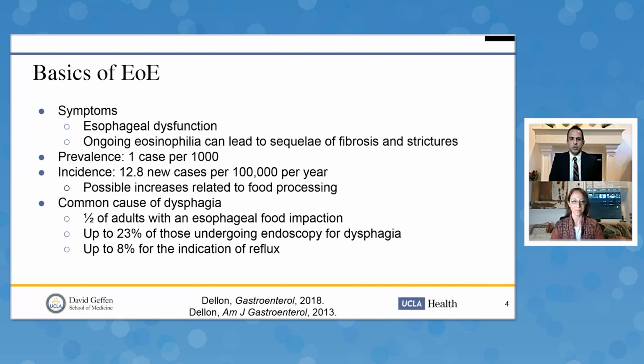This is seen in about one case per every 1,000 patients, and the incidence is almost 13 cases per 100,000 people per year. And there might be possible increases related to food processing. This is an increasingly common cause of dysphagia. It is responsible for about half of cases of adults presenting with esophageal food impaction. It's seen in up to 23% of patients who are undergoing endoscopy for dysphagia, and it's seen in 8% of people who are evaluated for the primary indication of reflux.